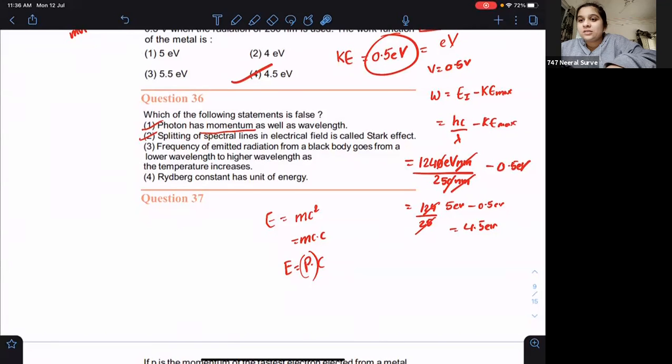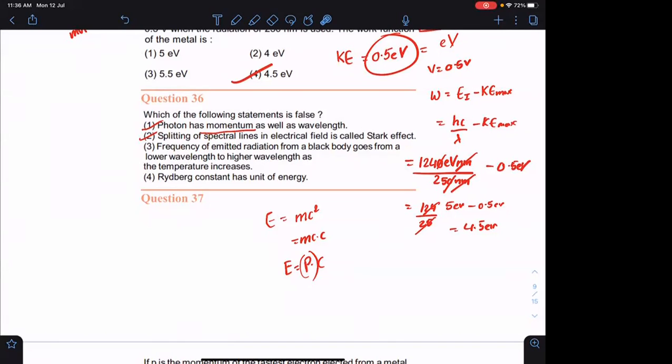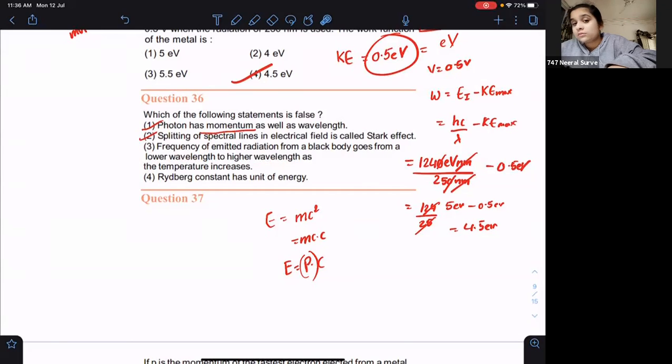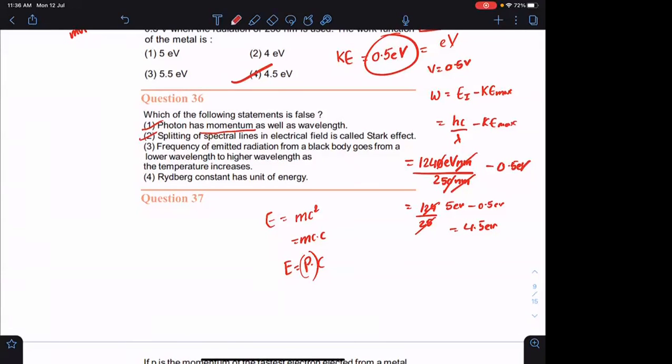It will increase. If energy is increasing, what will happen to the frequency? Frequency of the emitted radiation increases. What will happen to the wavelength then? If frequency increases, the wavelength should decrease. But what is given here? It goes from lower wavelength to higher wavelength as temperature increases. That will be wrong, right? It goes from higher wavelength to lower wavelength. So this has to be the answer. This is the wrong statement. False.